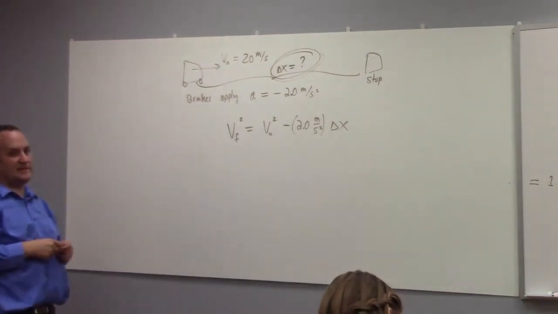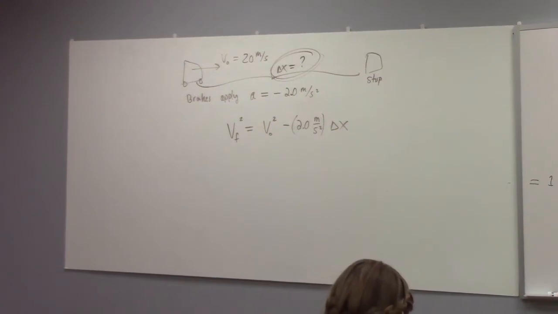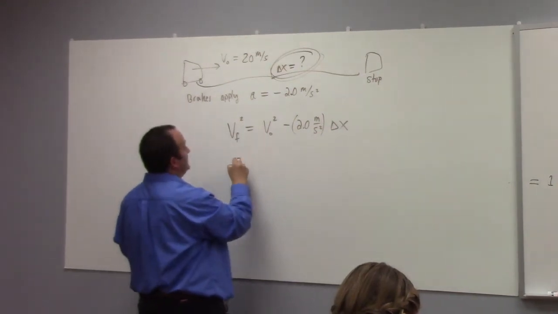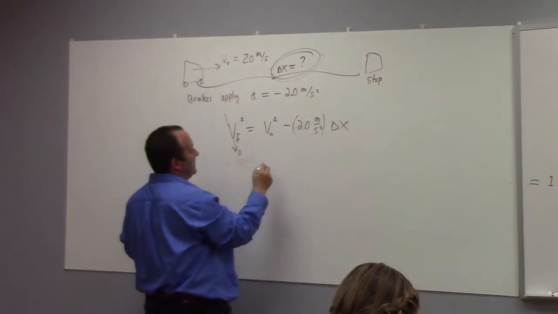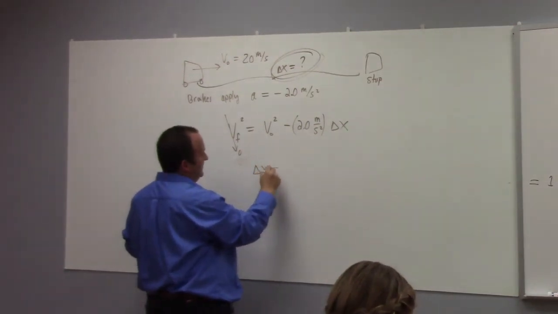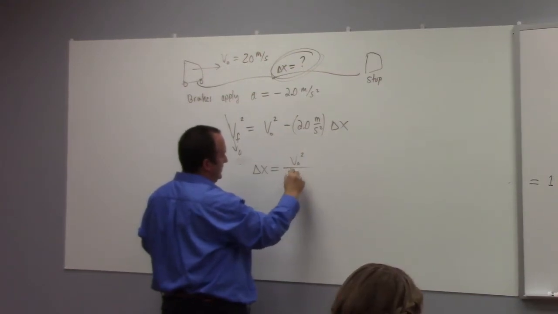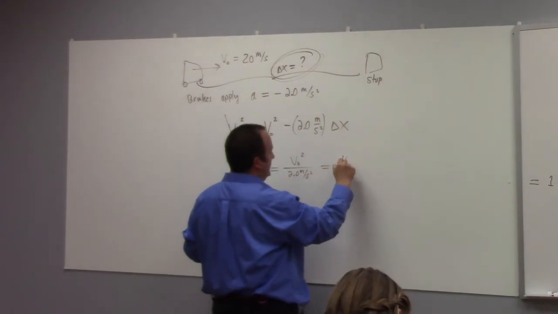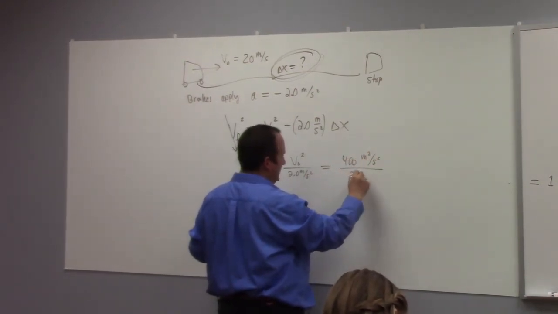What's the final velocity in this situation? I didn't tell you. You've got to use that thing we used earlier, common sense, right? I heard a 0. I like a 0. So what we've got is 20. So yeah, that's 0. And that gives us delta x is equal to v naught squared divided by 2.0 meters per second squared, also known as 400 meters squared per second squared divided by 2 meters per second squared.